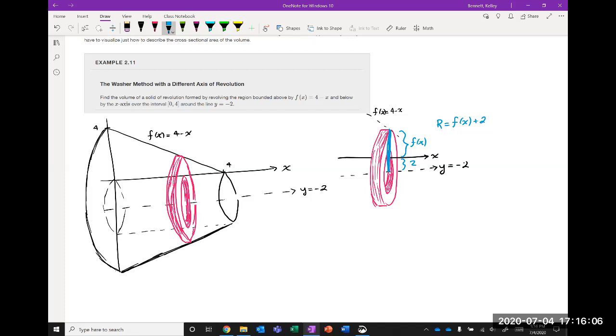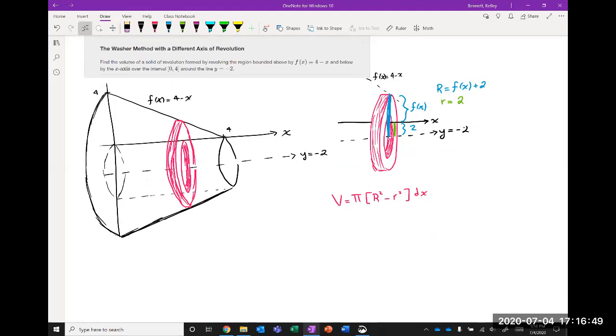And then our little radius is also 2. But does that mean that they're going to cancel out? No. Because we have to square big R first, and then we subtract off the square of little r. So that's going to prohibit the cancellation of the 2s. So what's really going to happen is that your volume is going to be pi times big R squared minus little r squared, and then we're still in the dx mode because we're going along the x-axis here.